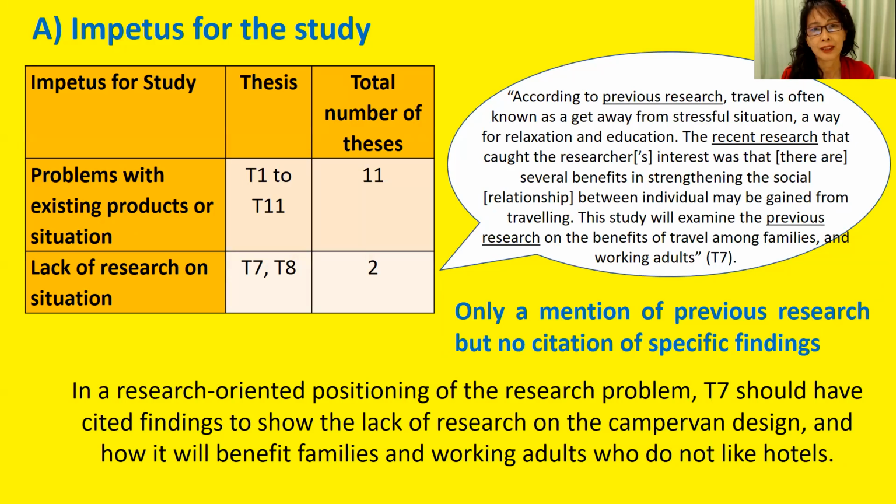Next, we have an example for the lack of research on the situation. T7 was studying camper van designs. T7 says, "According to previous research, travel is often known as a getaway from stressful situations, a way for relaxation and education. The recent research that caught the researchers' interest was there are benefits." And T7 goes on, also mentioning previous research. But do not be misled. T7 never cited any specific findings. T7 is just mentioning previous research and recent research. In the research-oriented positioning of the research problem, T7 should actually have cited specific findings on the camper van design and how it will benefit families and adults who do not like to stay in hotels during holidays.